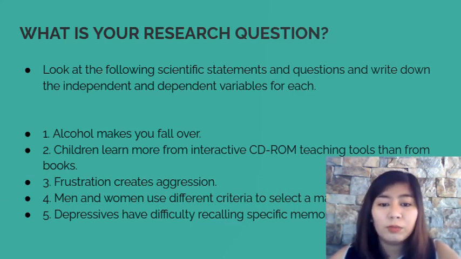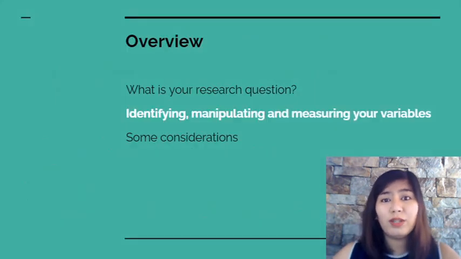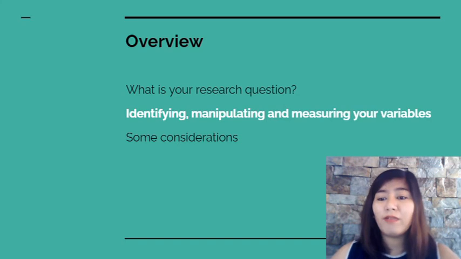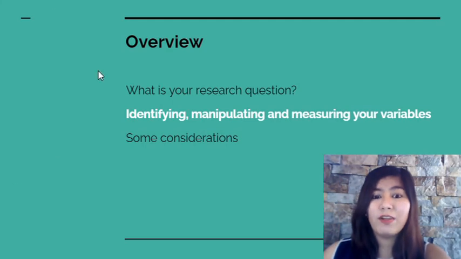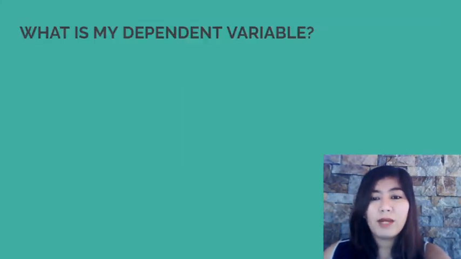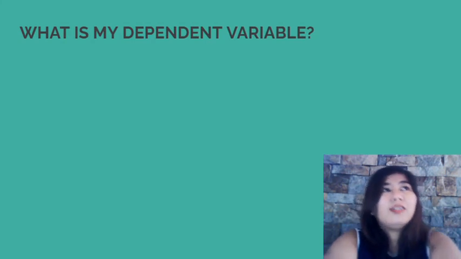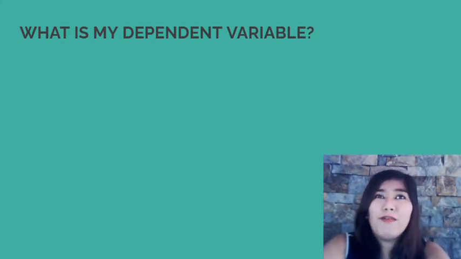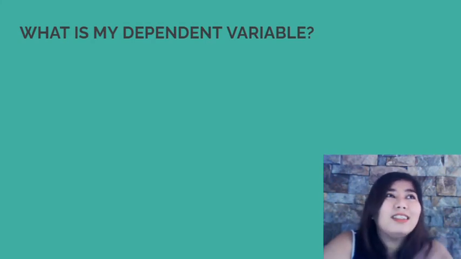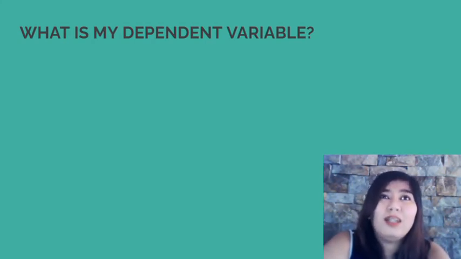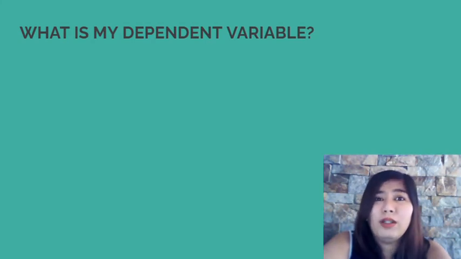Okay, so let's move forward to the next part of our lecture: identifying, manipulating, and measuring your variables. Let's move along. Okay, what is my dependent variable? So it is a very simple yet fundamental and crucial part of the process when you plan your experiment. Because if you don't know your variables, it will be easy to get swayed, confused, and get things disorganized along the way when you cannot really pinpoint what are your variables.